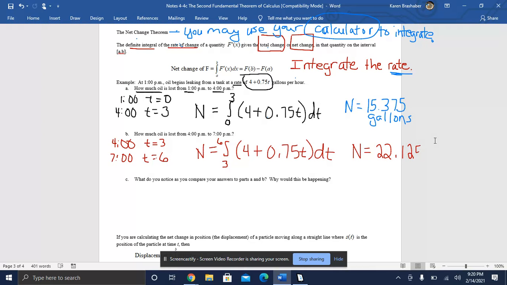22.125 gallons. Make sure that you do check this out on the calculator, and again, this is all the work that I need to see. So notice that 3 hours had elapsed from time 0 to time 3, and we had 15.375 gallons of oil lost. And then in part B, we still had 3 hours elapsing, but more oil was lost, was 22.125 gallons. So in part C, what do you notice as you compare the answers? Well, I hope that you are noticing that more oil is lost.